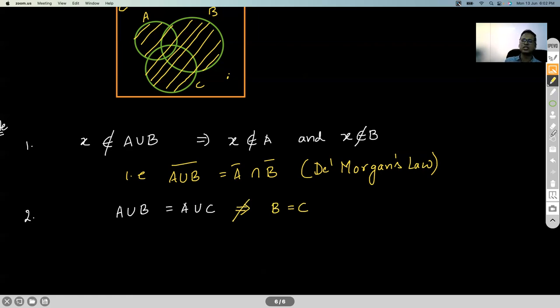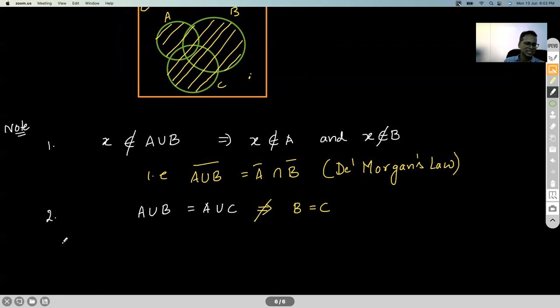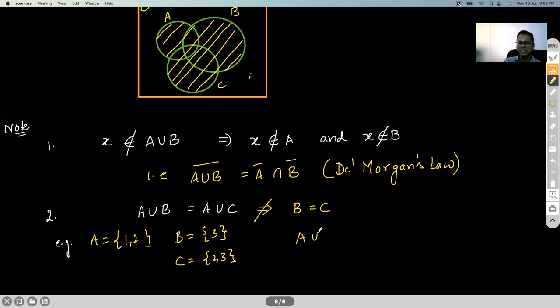Now, let me give an example to substantiate this. Let's say A contains 1, 2, okay? B contains, let's say, 3, okay? And C contains, let's say, 2, 3. Now, what you realize from this example is that A union B, which is 1, 2, 3, and A union C, which is also 1, 2, 3, they are equal. Okay, so these two are equal.